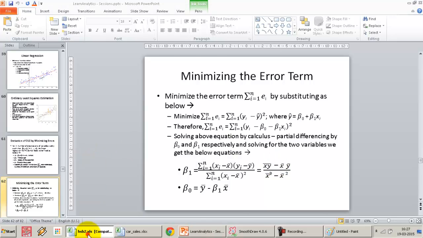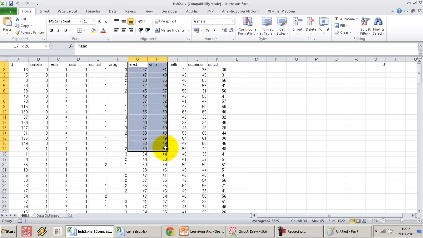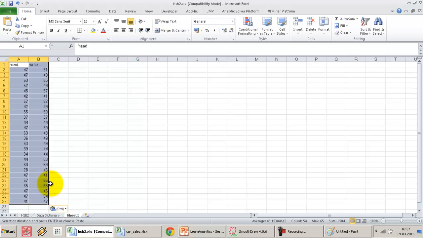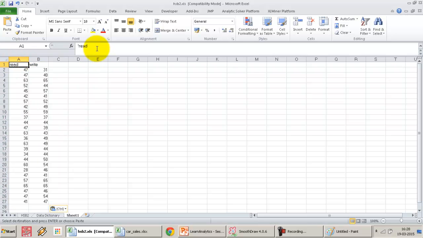So let's take the dataset HSB2, and I'm going to take a few observations of read and write and put them into a new tab. I know from previous exercises that these two variables are highly correlated, and I want to fit a linear equation such that read is a function of write. So read is my y variable and write is my x variable. x is the input or independent variable, y is the dependent variable. And what we need to do is calculate beta 1 and beta naught.